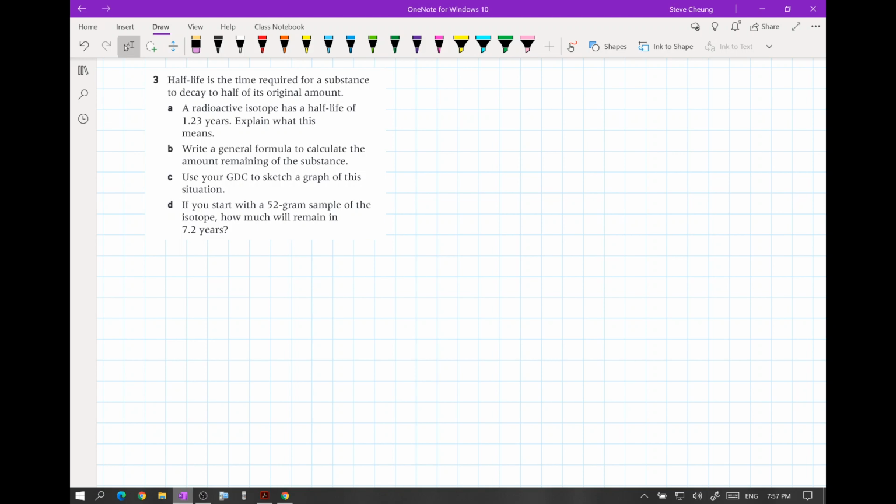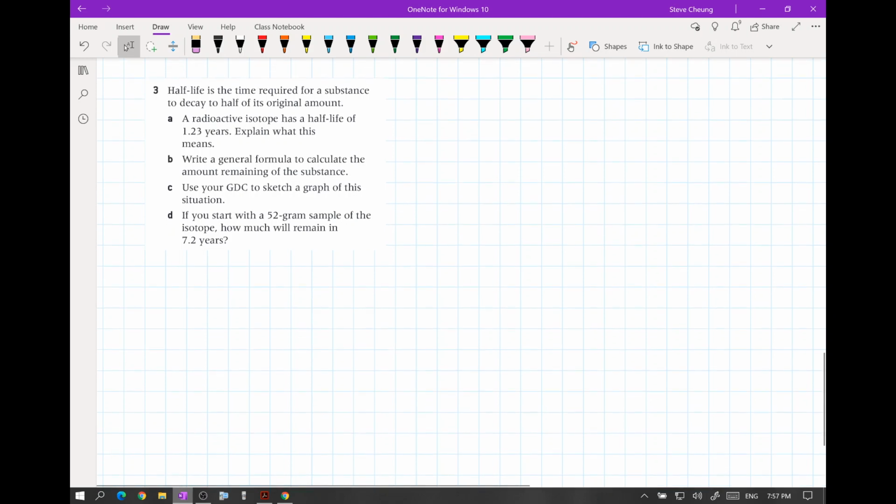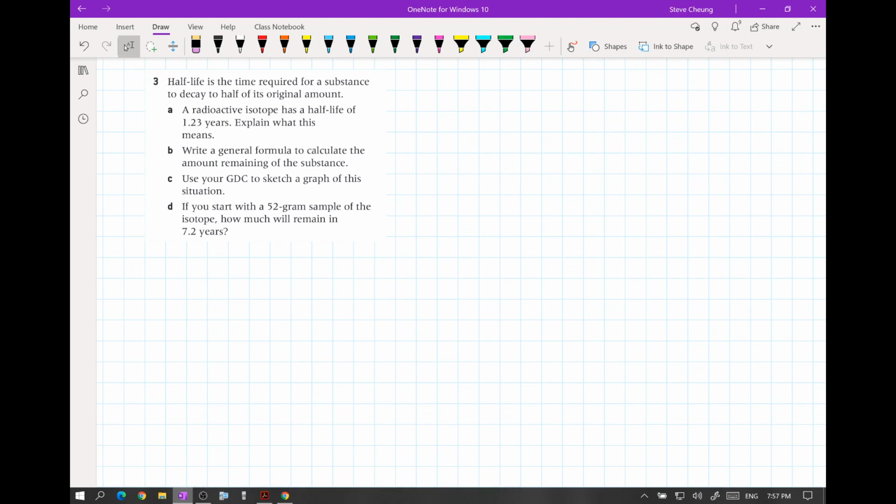All right, question 3, half-life. They actually tell you what it means. Half-life is the time required for a substance to decay to half of its original amount. So for A, if a radioactive isotope has a half-life of 1.23 years, that's such a nice number, explain what this means.